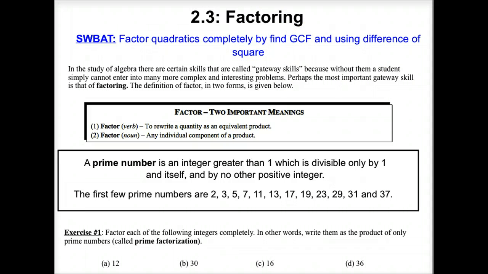So, in the study of algebra, there are certain skills that are called your gateway skills, because without them, students cannot enter into many more complex and interesting problems. Perhaps the most important gateway skill is factoring. So there are two definitions for factoring. Factor as a verb means to rewrite a quantity as an equivalent product, or if factor is a noun, an individual component of a product.